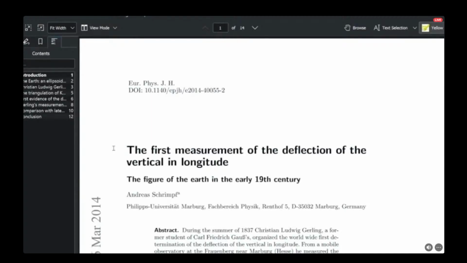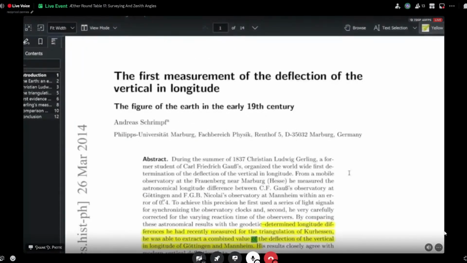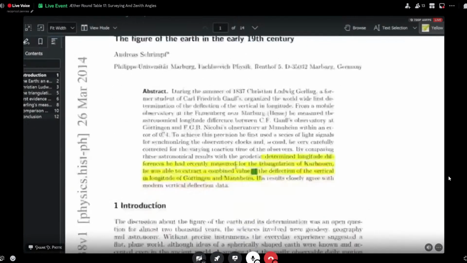I think the one that I had for the paper was something like 22 to 24 seconds, but the deflection of the vertical depends on longitude. So this one's a little different. Let's see here. This one is in the 1830s, well after the U.S. Coastal Survey and the other surveys, before the Clark ellipsoid of 1866.